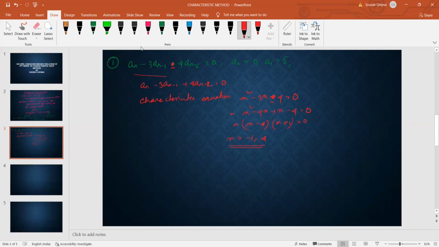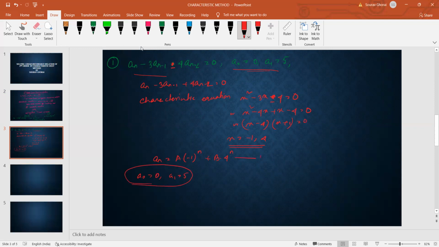So now the solution we can write is a_n = A(-1)^n + B(4)^n. Now see here, two values are given, that is a0 = 0 and a1 = 5. So by using these two conditions, we will find the values of A and B.